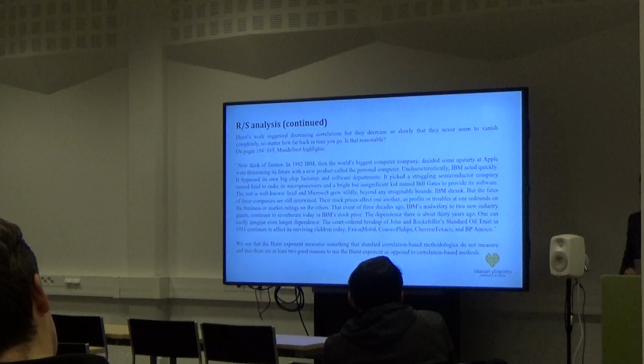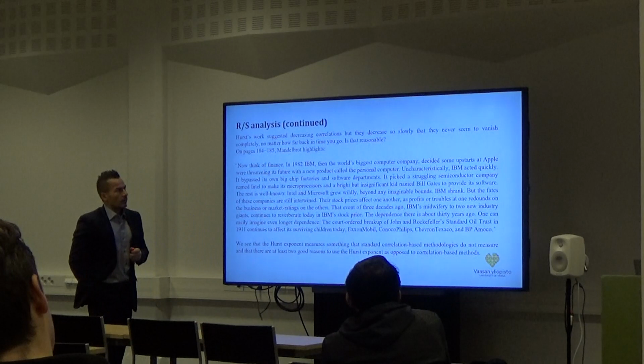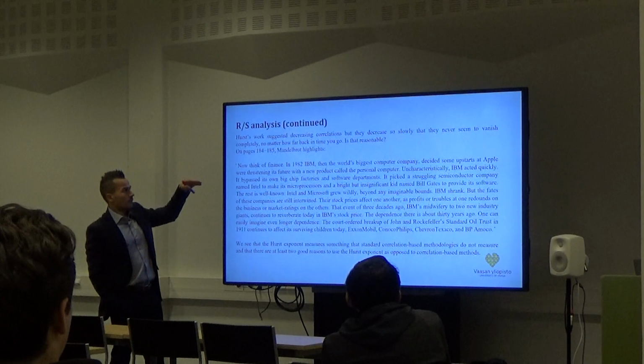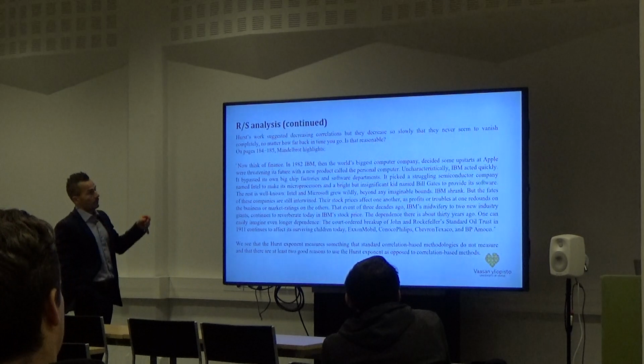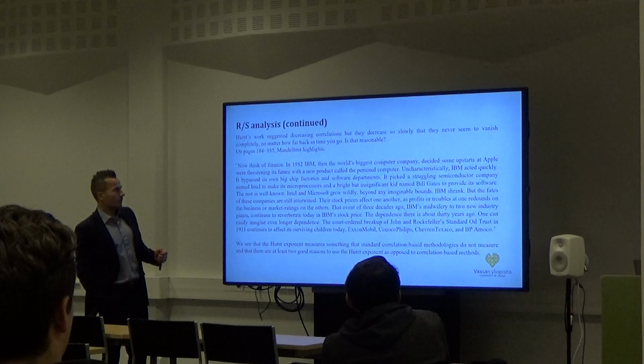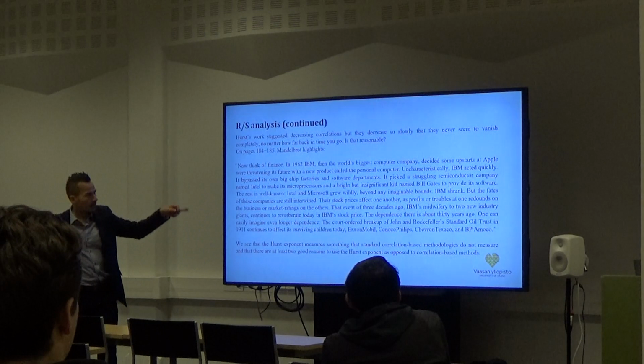So here is one example. Because you might wonder, Hurst exponent, is it really important? What is it actually measuring? Well, the Hurst exponent suggests correlations that decrease very slowly, so that they basically do not seem to vanish as you go back in time. And then you might ask, do we need that for financial market data? Well, here Mandelbrot gives us an example from 1982. It was before you were born, right? So this IBM, back in the days, was the largest computer company.